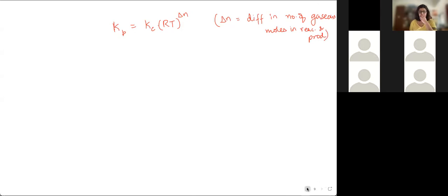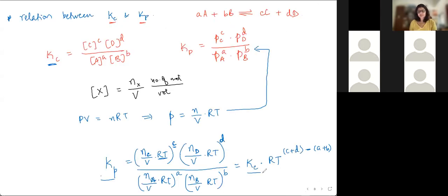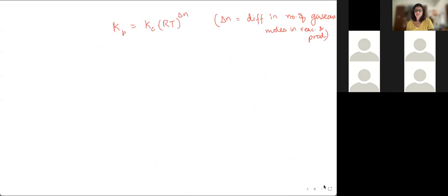Okay. Right. So up to here, have you noted it down? Is it clear, making sense? Yes, ma'am. Okay, everyone's done? Delta N, gaseous moles, right? Let's write it as delta NG. KP equal to KC into RT power NG.